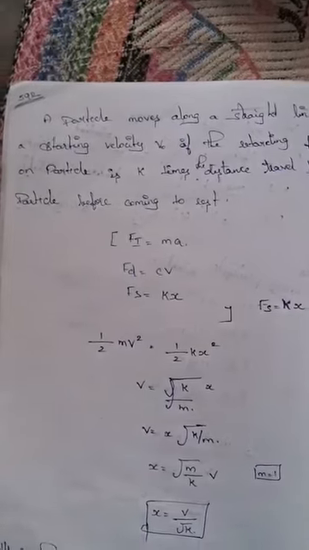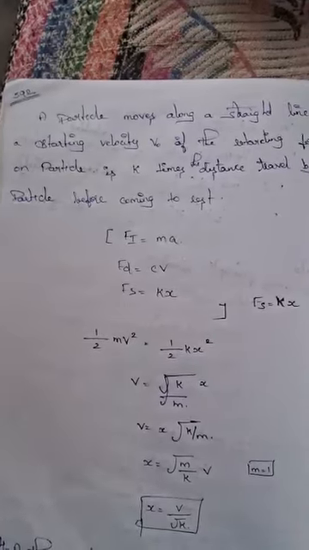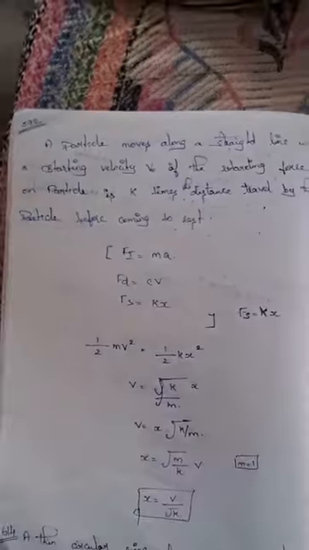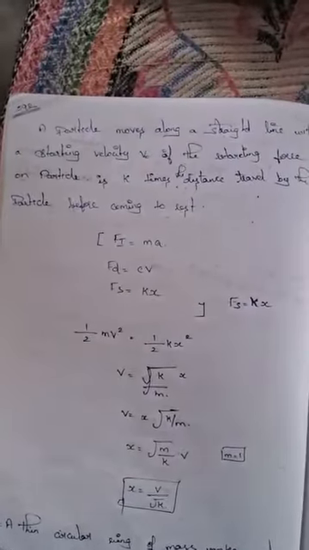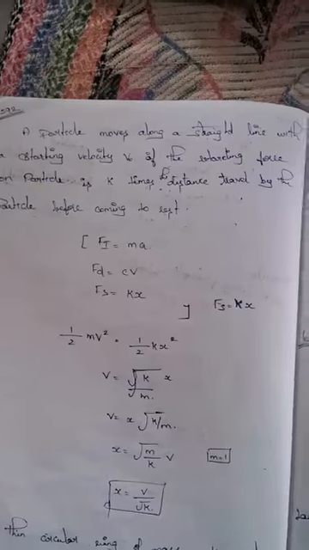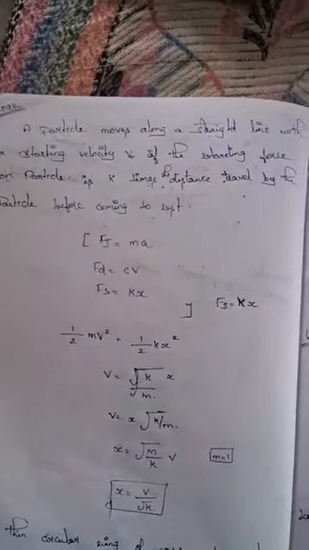In this video, we are going to see one problem in engineering mechanics. A particle moves along a straight line with a starting velocity Vo. If the retarding force on the particle is k times the distance traveled by the particle before coming to rest.